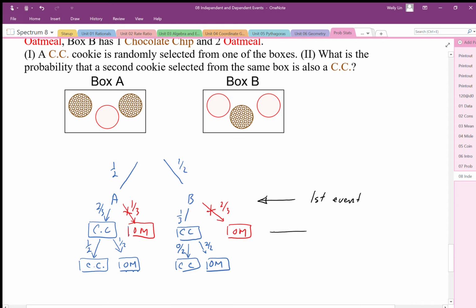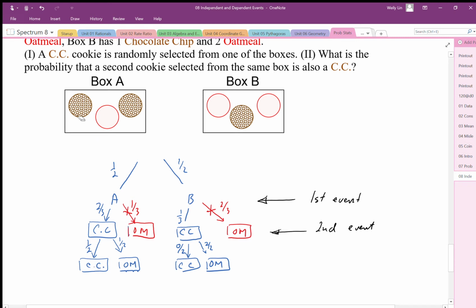We don't know what happened in the first event. We don't know if we're in A, we don't know if we're in B. But we know the second event here is selection of the first cookie. We know we didn't get oatmeal, so I've done it in red. We know it's impossible that we selected oatmeal on this selection. It's not possible. And I put down the probability. So the probability of going to A or B, in this case random, is 1/2, 1/2.